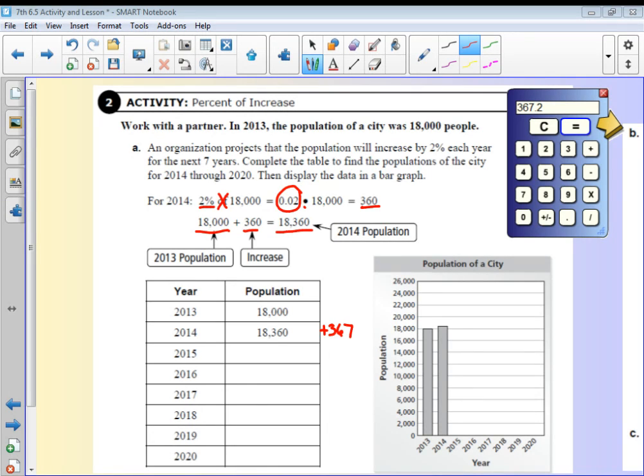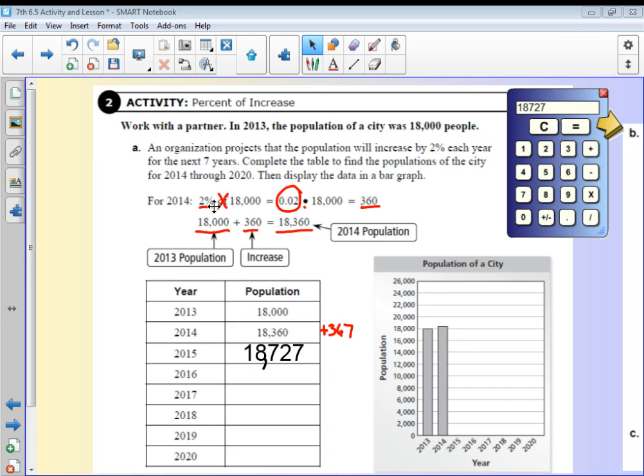So we'll take 367 plus our 18,360, and when we do that, we get 18,727. We'll just throw a comma in there. Now we're going to take that number.